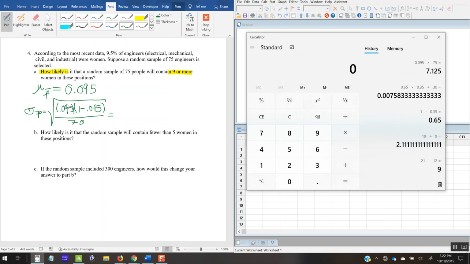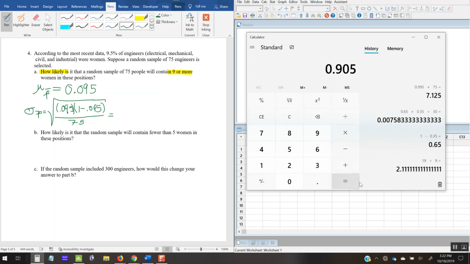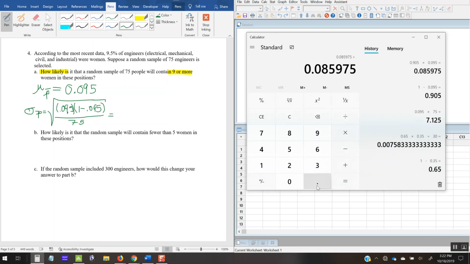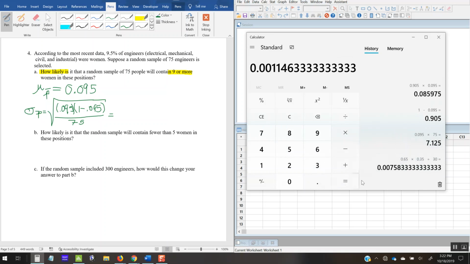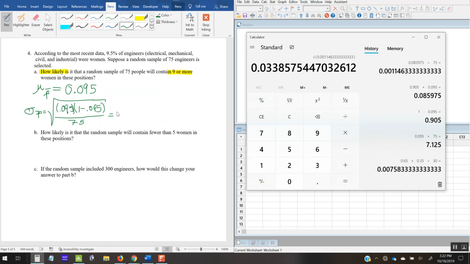Now let's go ahead and calculate our standard deviation of the sampling proportion. So I'm going to do 1 minus 0.095, times 0.095, and divide that by 75, and then take the square root. Remember, don't round too much here. That's the key. So let's do 4 places like I usually do. Actually, maybe I'll do 5 with this one because that'll be a 9. So I'll do like 8, 6.